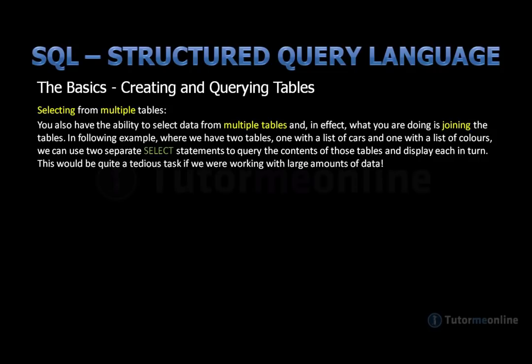we created, and I've then created the one with colors. Well, we did that earlier, but I added data into the one with colors. And then we are going to use two separate select statements to show you that we've got the data out of each column. And then we will query the contents of those tables to display each in turn. This would obviously be quite a tedious task if we were working with large amounts of data.